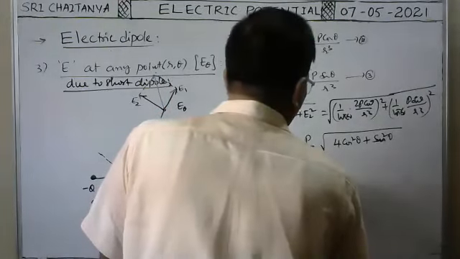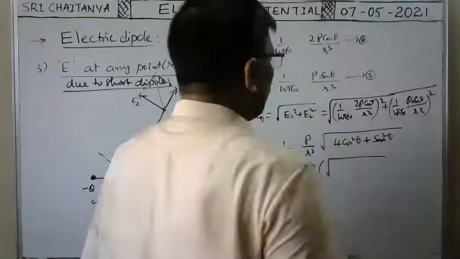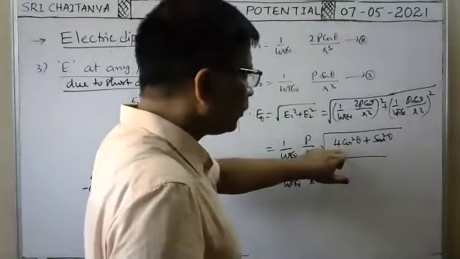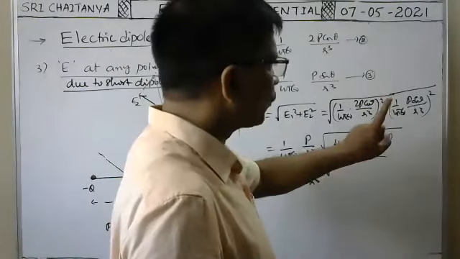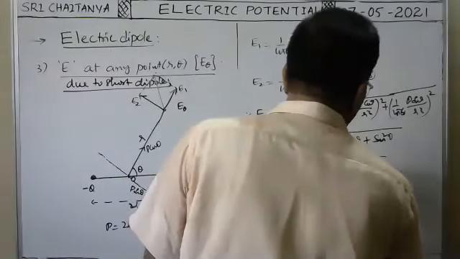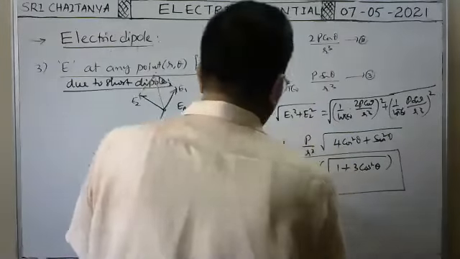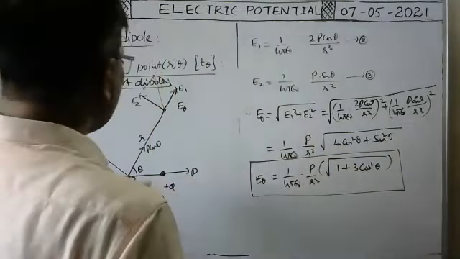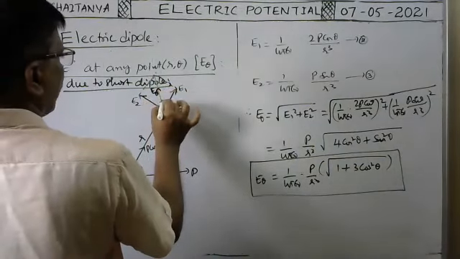This is equal to 1 by 4 pi epsilon naught into p by r cube into root of, you see, you split this into 3 cos square theta plus cos square theta. Cos square theta plus sin square theta is 1. So 1 plus 3 cos square theta. This is the formula for intensity of electric field. What is the direction? This resultant intensity E theta is along this direction.